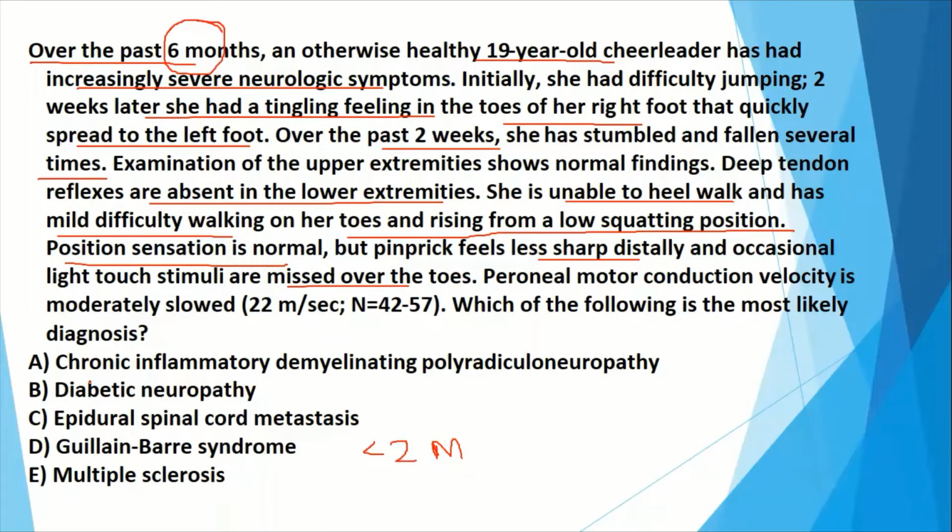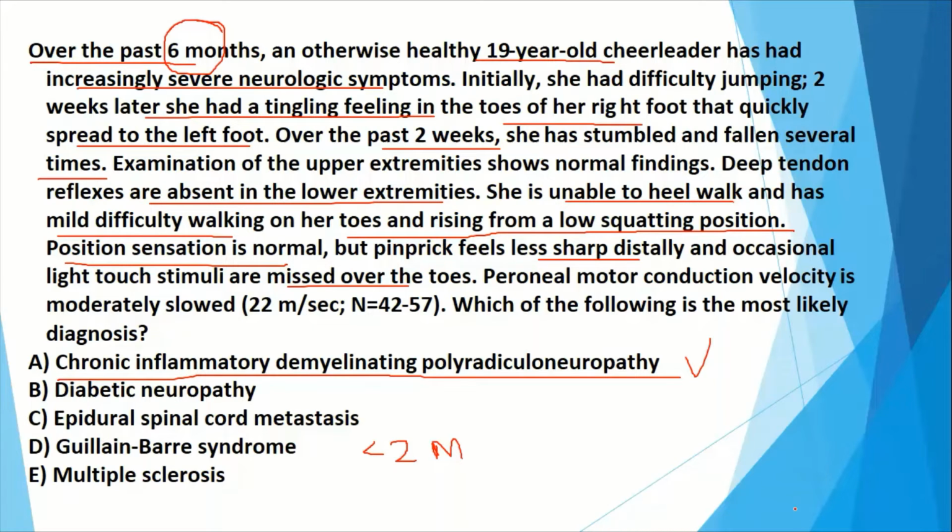And this chronic inflammatory demyelinating polyradiculopathy, if the disease duration is greater than 8 weeks or 2 months, then it is labeled as CIDP, chronic inflammatory demyelinating polyradiculopathy. So in this case, they have given a history of 6 months. So it means the patient is having chronic inflammatory demyelinating polyradiculopathy.